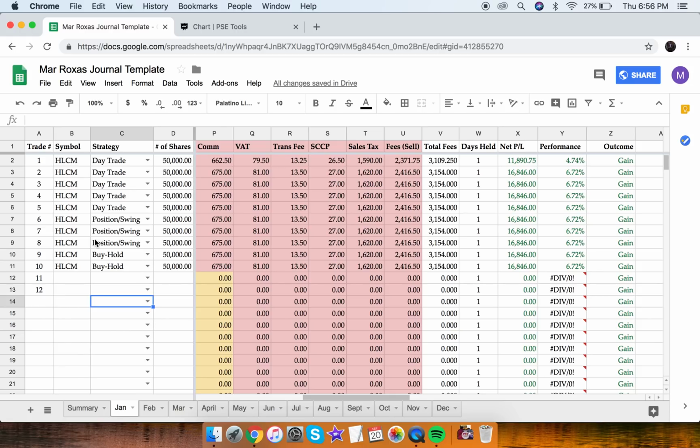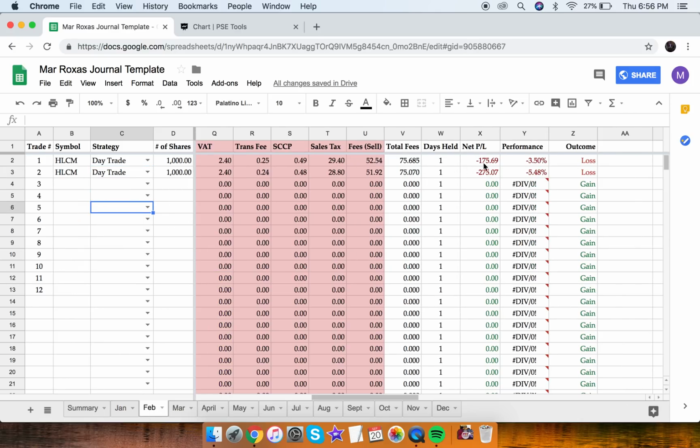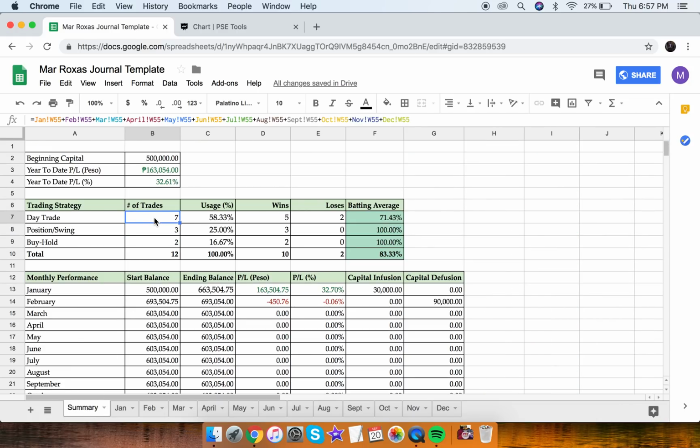Say for example, for January, lahat ito pala is win, di ba? So, we have 10 trades na panalo. Ibig sabihin, simulan natin with day trade. 1, 2, 3, 4, 5. 5 wins. Sa February, meron tayong 2 loss. So, 2 ang losing natin na trade for day trade. Sa summary, reflective yan. Out of the 7 trades that we did, 5 of which are from January, which all gain, winner trades yun. 5 wins and 2 losses.